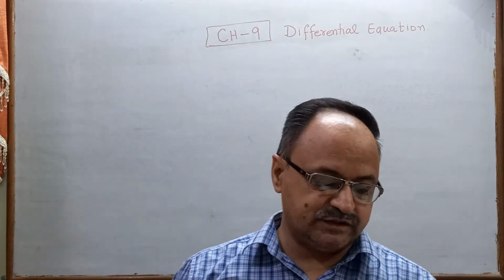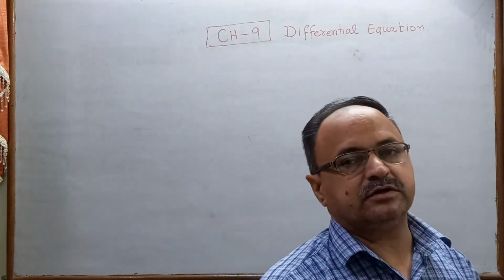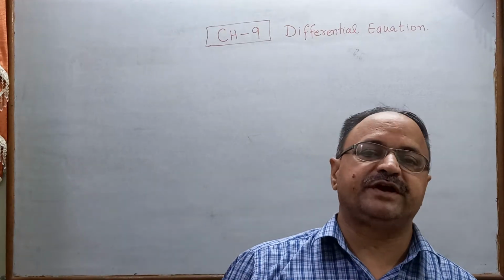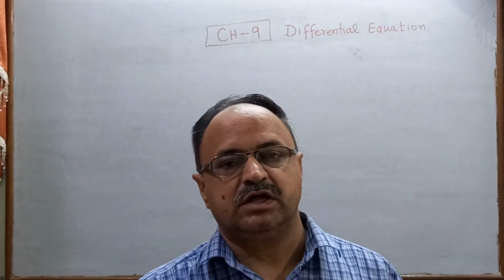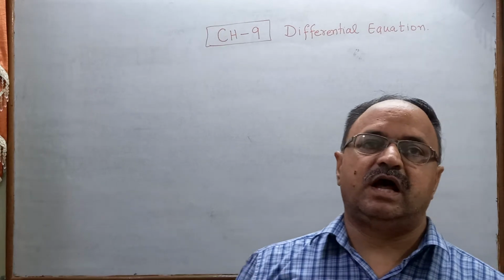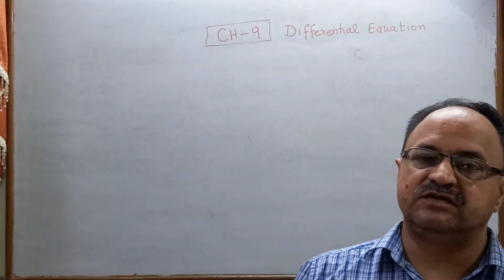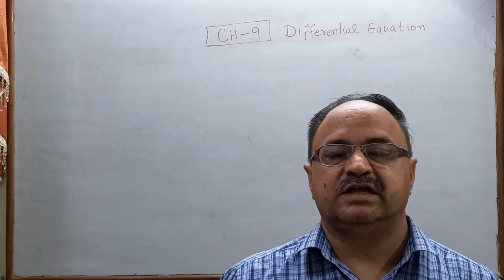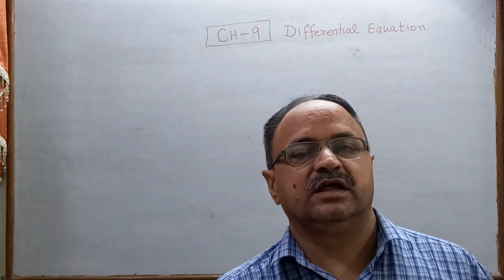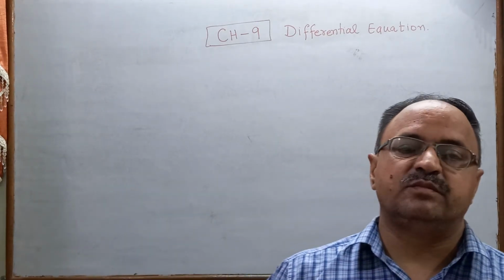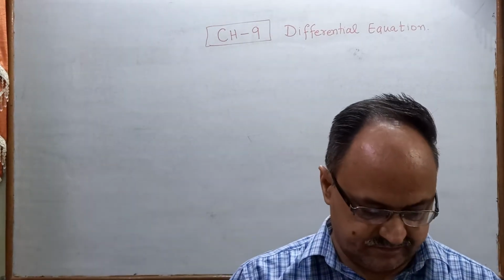In question number 11 to 15, find the particular solution. Particular solution means the solution free from arbitrary constant. Firstly, solve the differential equation. Then after that, with the help of the initial value, find the value of C. Then put the value of C in the answer. That is the particular solution of the differential equation.